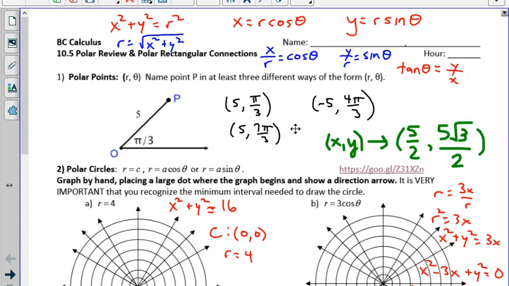We could also go negative 5 comma 4 pi over 3. That's because 4 pi over 3 is 180 degrees or pi away, so that is down in this direction over here. But since we say negative 5, that means it flips the direction of our radius. So negative 5, 4 pi over 3 would be 4 pi over 3 is down here, but negative 5 makes it go exactly the same distance right back here to where P was. Also, I gave you the rectangular coordinates, 5 halves comma 5 root 3 over 2 for x comma y, just in case you want them.